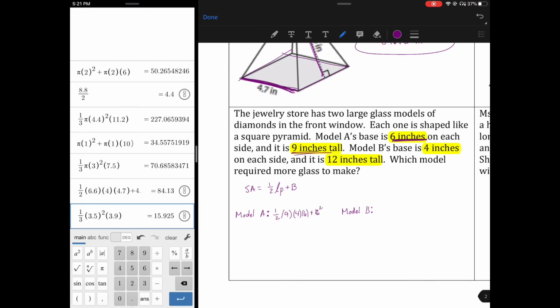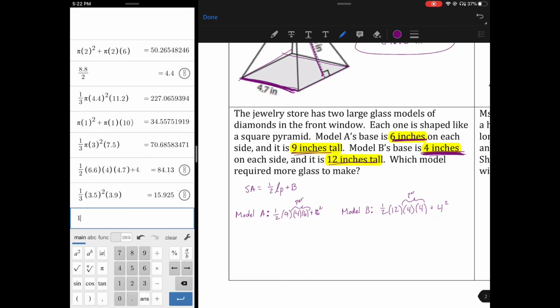For Model B, it'll be 1/2 the slant of 12 times 4 times the side length, which is 4, plus the side length squared. So remember, when I'm doing this, or this, the reason I'm multiplying the base by 4 is because I'm solving for the perimeter, which is just one of the sides times 4 because it's a square.